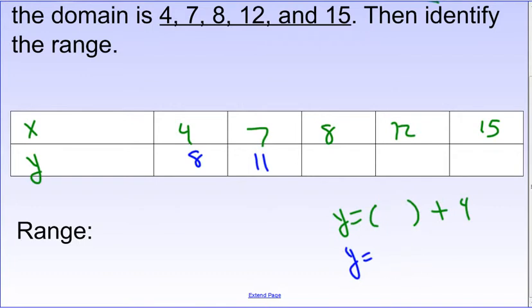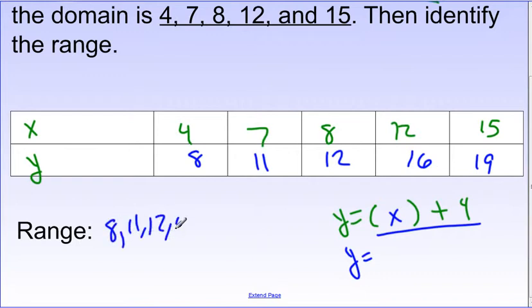Let's just imagine it. 8 plus 4 is 12. 12 plus 4 is 16. 15 plus 4 is 19. So each of these x values, we plugged it in. We added it to 4 because that's what this type of problem told us to do, the x value plus 4, and we got our y value. So the range here are the outputs, the 8 and 11 and 12, 16, and 19. That is the range.